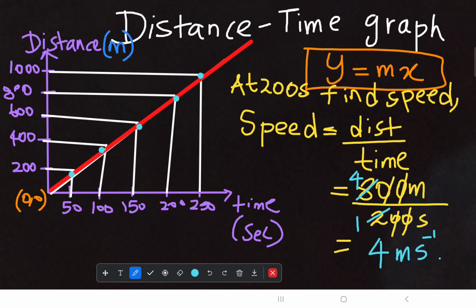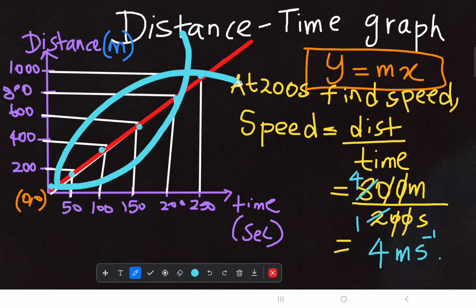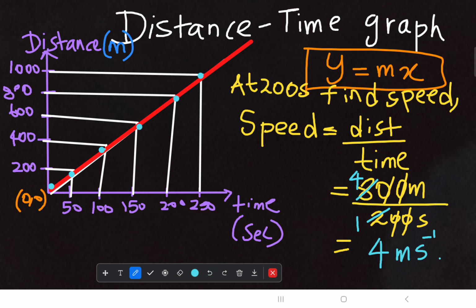In some cases there might be some curvature, but we are not going to discuss those. We are only discussing the straight line distance versus time graph. The straight line will give you the speed. That's how I found the speed as 4 meters per second, and not only in this place. Here you can see at this place.